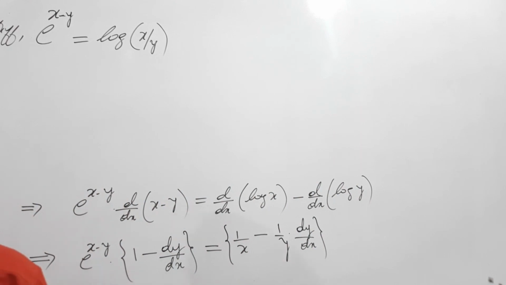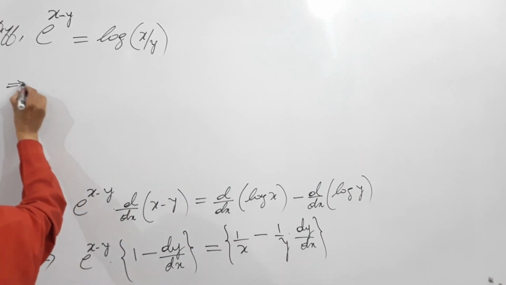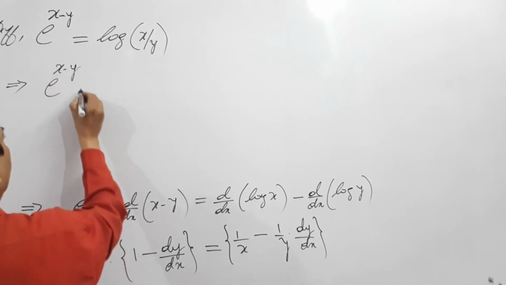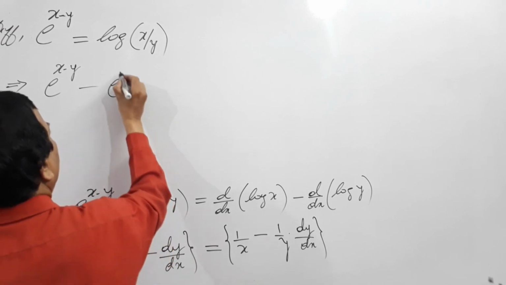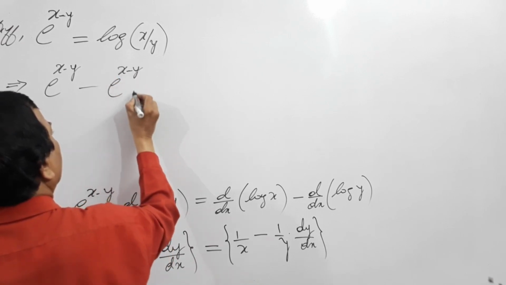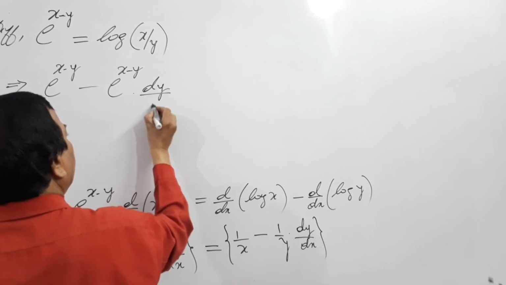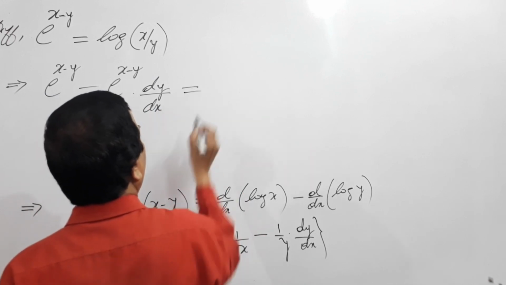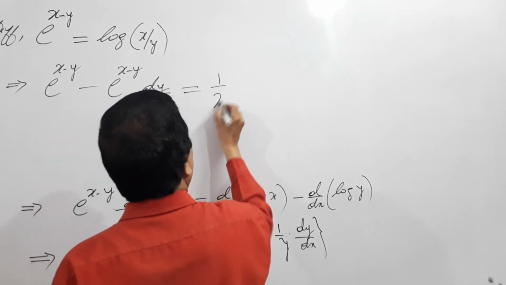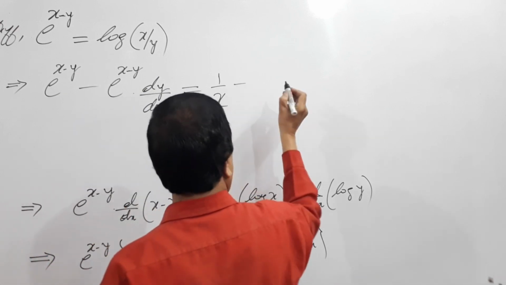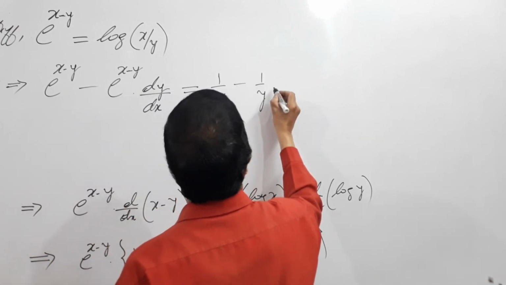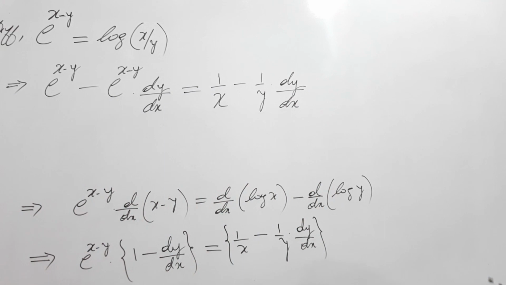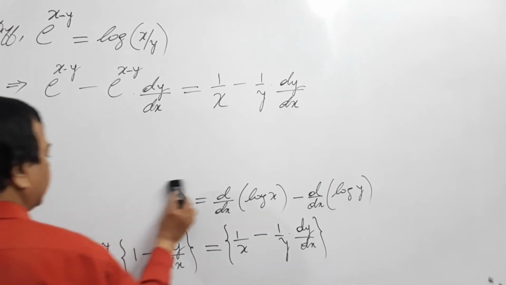So if you multiply this, you get e to the power of x minus y minus e to the power of x minus y into dy by dx equals to 1 by x minus 1 by y into dy by dx. I love this.